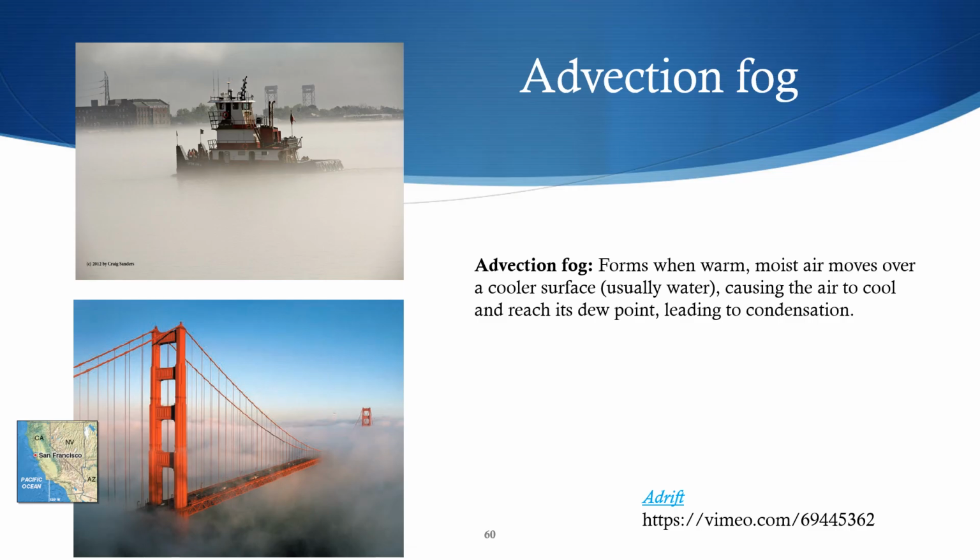So advection fog forms when warm, moist air moves over a much colder surface, almost invariably a water surface. So we are talking rivers when they're very cold, like the Mississippi River when it's cold, lakes, oceans. This is a big one for oceans. Pretty much any kind of fog that's going to form over the ocean is going to be advection fog, especially over cold currents in the ocean, such as the cold California current that runs along the western coast of North America.